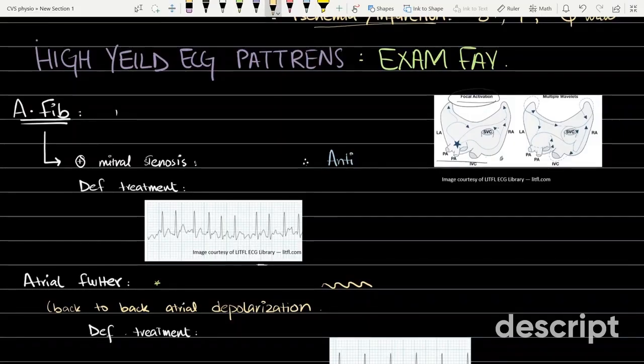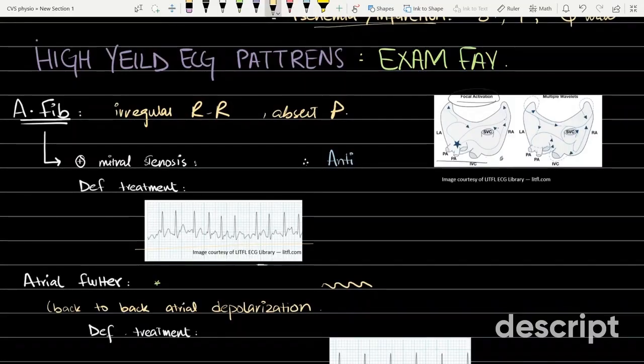So in AFib, there will mostly be an irregular RR interval and absent P wave. As you can see in this diagram shown over here, this is an ECG of AFib. There is an irregular RR interval.